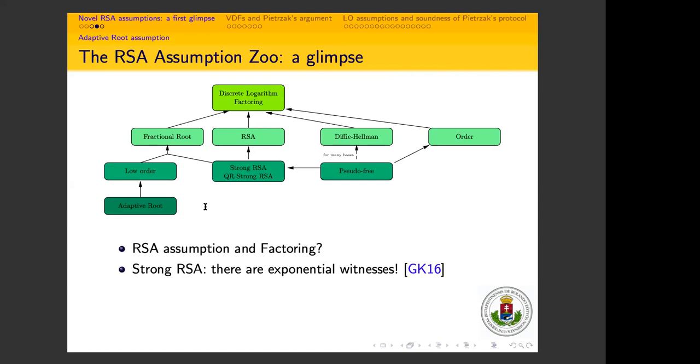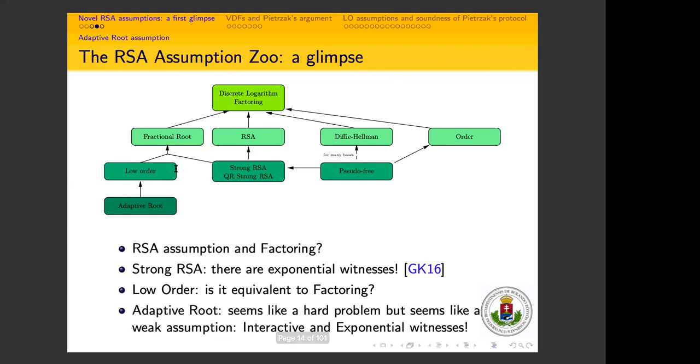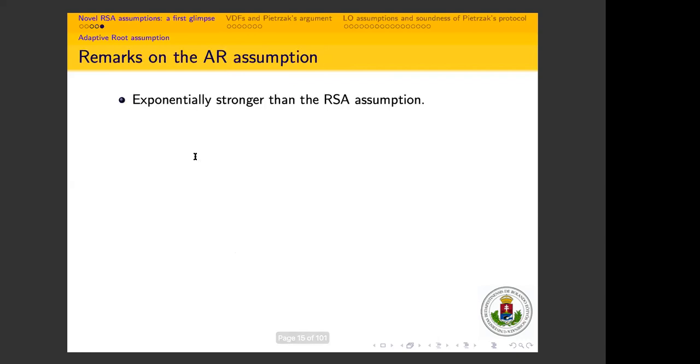In this regard, the adaptive root assumption is also not a nice assumption because there are exponentially many witnesses. So one question is whether the low order assumption is equivalent to factoring or not. What can we say about it? The adaptive root also seems like a hard problem, but it also seems like a weak assumption because it is interactive and there are exponentially many witnesses. So it's a challenging thing to approach. But still, let me give some remarks on the adaptive root before we go deeper into the low order and the VDFs. It is exponentially stronger than the RSA assumption, as we already said, and it's a search problem with exponentially many witnesses.